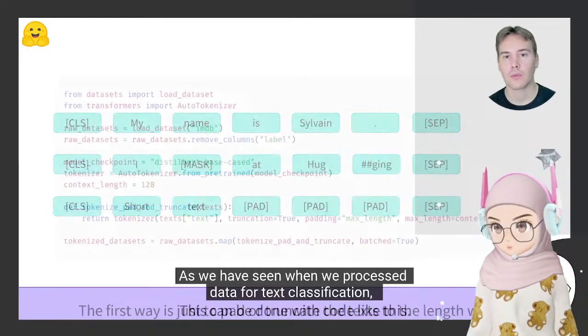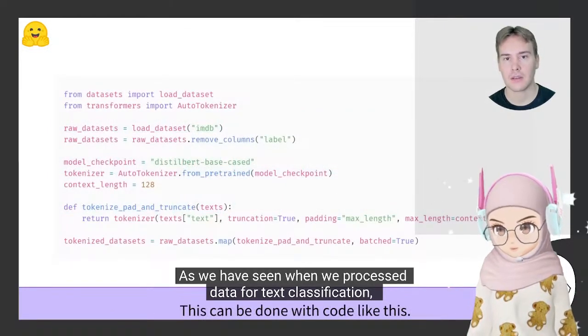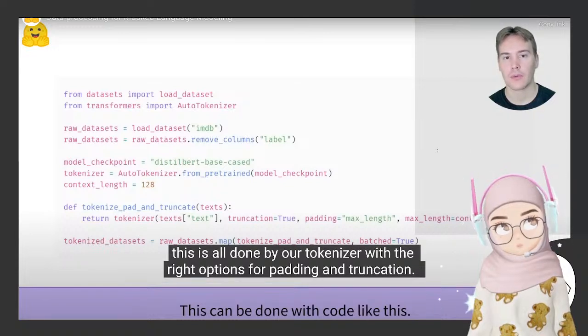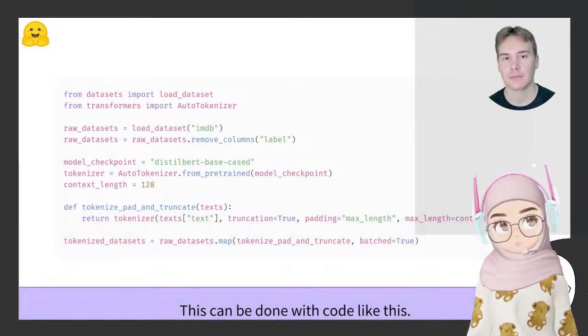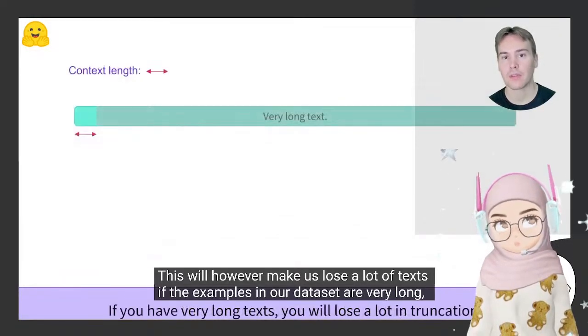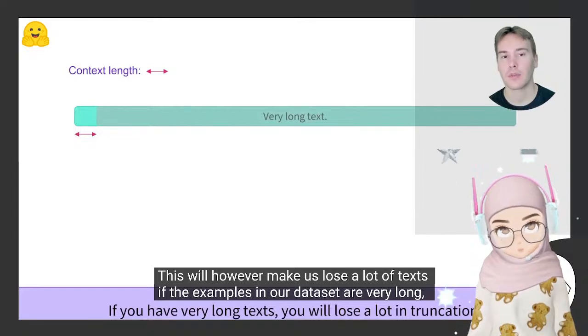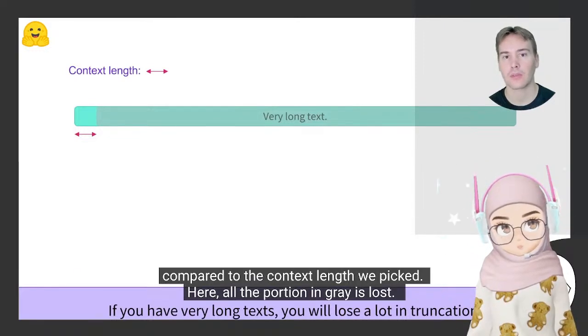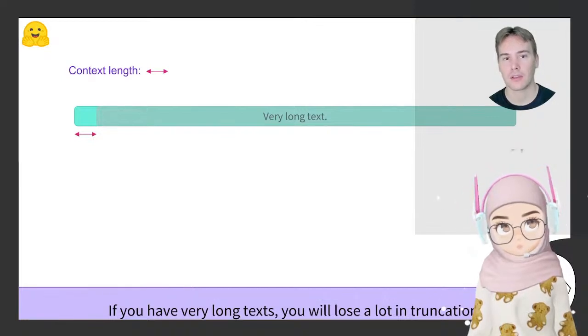As we have seen when we preprocess the data for text classification, this is all done by our tokenizer with the right option for padding and truncation. This will, however, make us lose a lot of text if the examples in our dataset are very long, compared to the context length we picked. Here, all the portion in gray is lost.